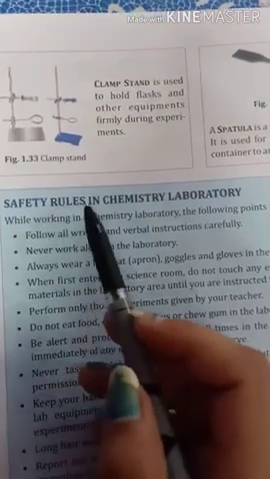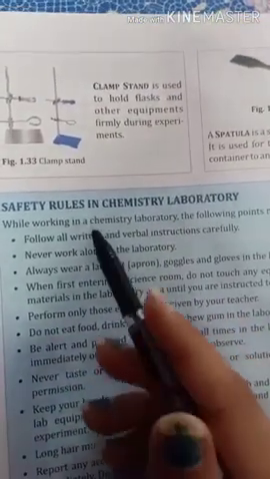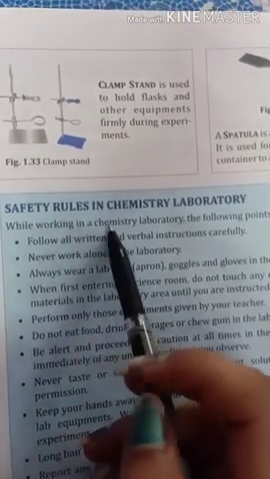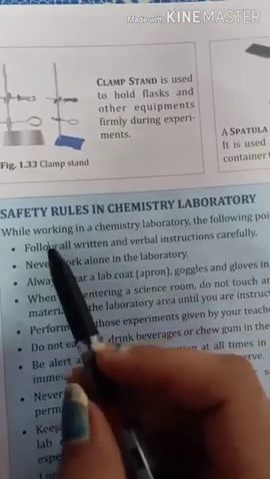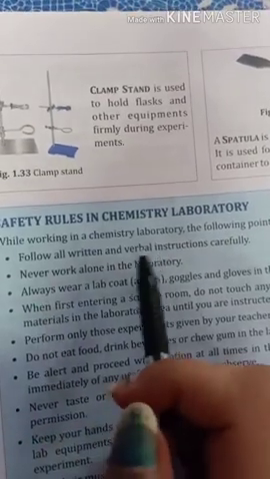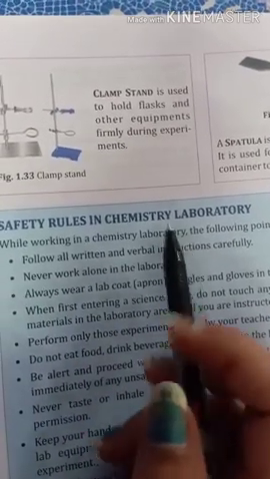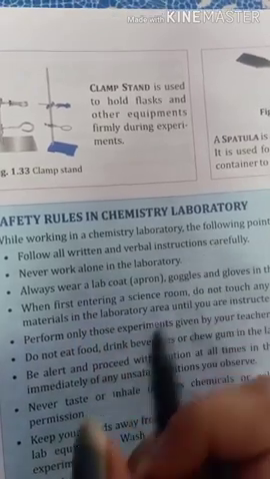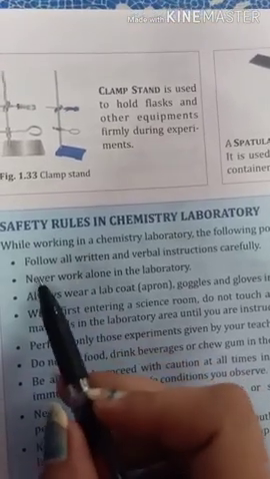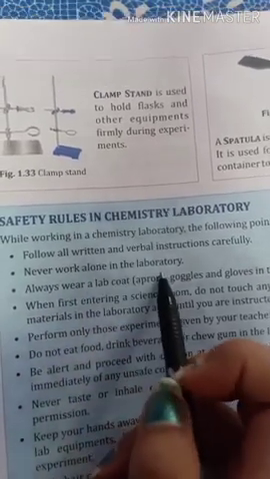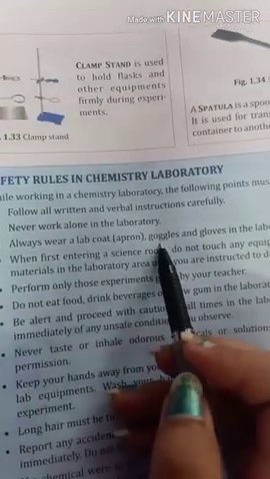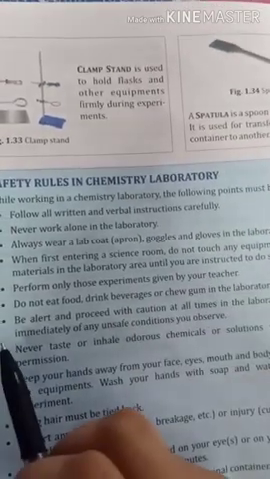Next topic is safety rules in the chemistry laboratory. So here we have a few rules that you have to follow while working in a chemistry laboratory. Very first rule is to follow all written and verbal instructions carefully. So whatever instructions are given to you or written in the chemistry laboratory, you have to follow all those instructions. Second, never work alone in the laboratory. Next, always wear a lab coat, goggles and gloves in the laboratory.